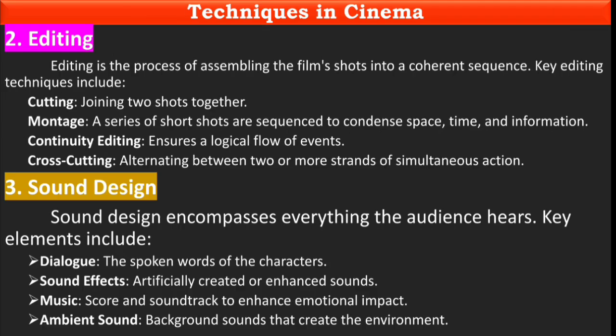2. Editing. Editing is the process of assembling the film's shots into a coherent sequence. Key editing techniques include cutting, that is, joining two shots together; montage, a series of short shots sequenced to condense space, time and information; continuity editing, which ensures a logical flow of events; and cross-cutting, alternating between two or more strands of simultaneous action.